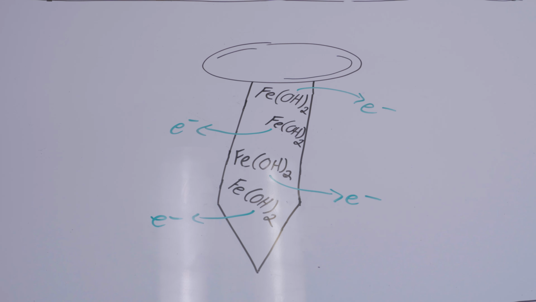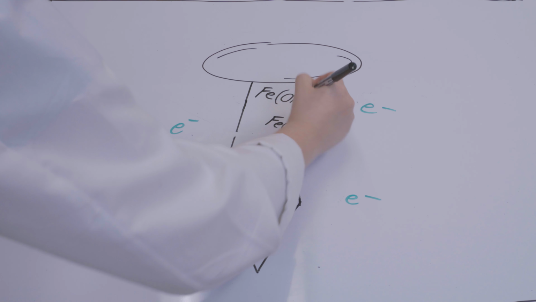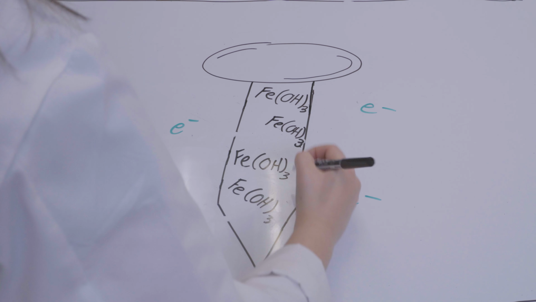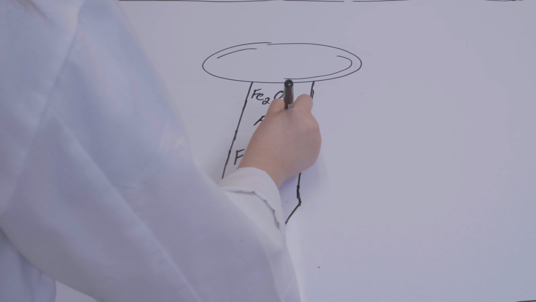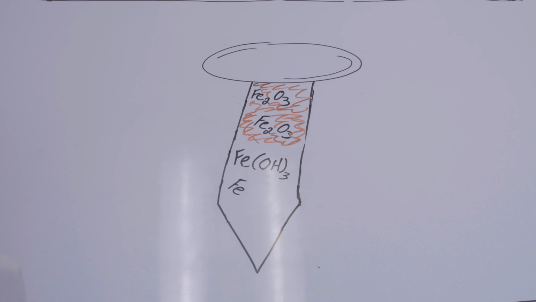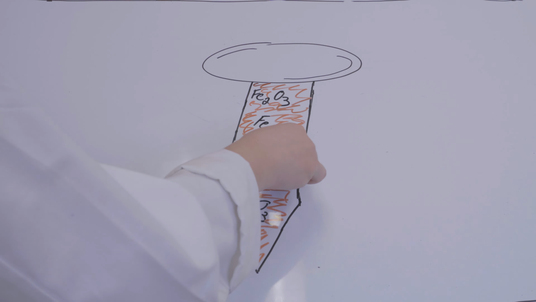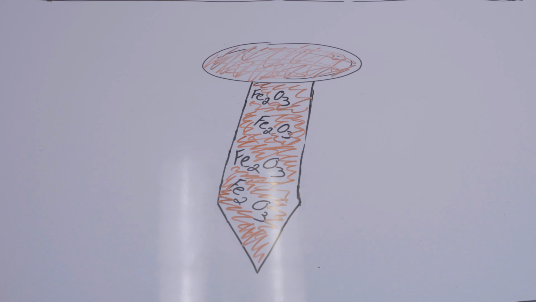Finally, to stabilize, the iron 2 hydroxide is further oxidized, loses electrons, to form iron 3 hydroxide, which slowly turns into iron oxide, aka rust, as it dehydrates or as water is used up. Depending on the environment, rust can form at different speeds.